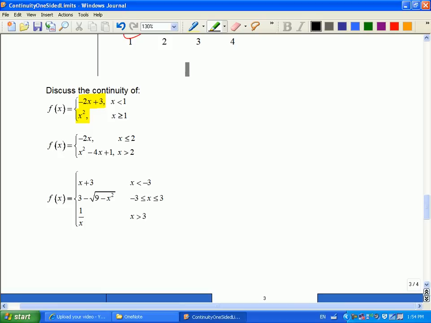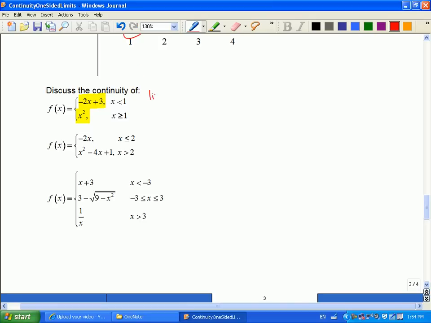Like we said, there's a line and there's a parabola. It might look like that. It might look like that. We don't know. So how do you think we can figure it out? Yeah, we're just going to substitute to figure it out.